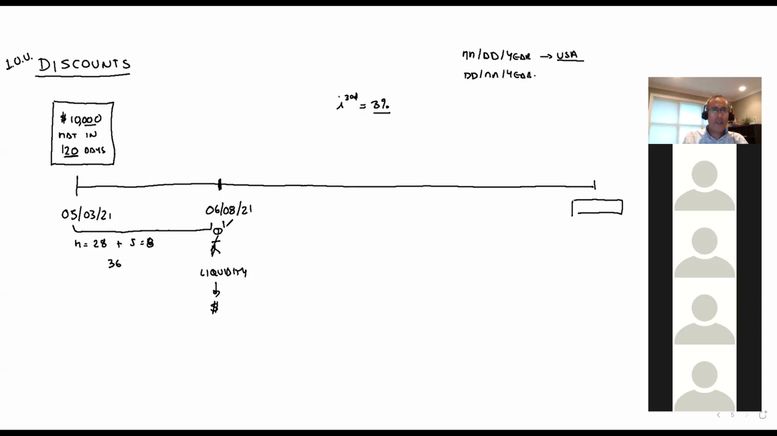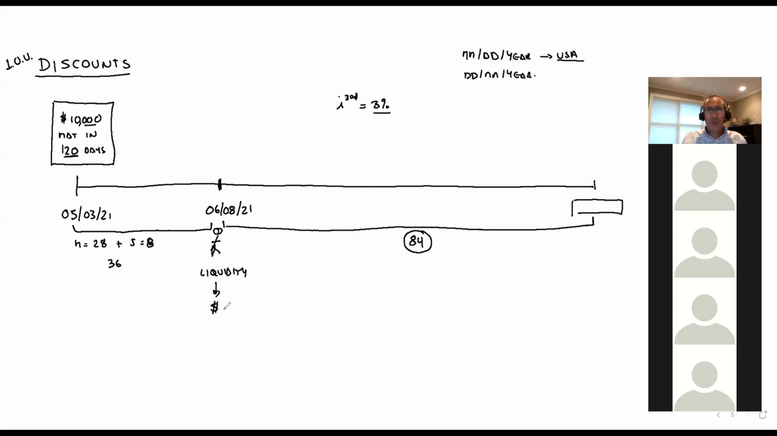So how many days are left from here to here? It's going to be 120 minus 36. So we're talking about 84 days. You agree with me, guys? This is the clue. This is the number that you need to know.